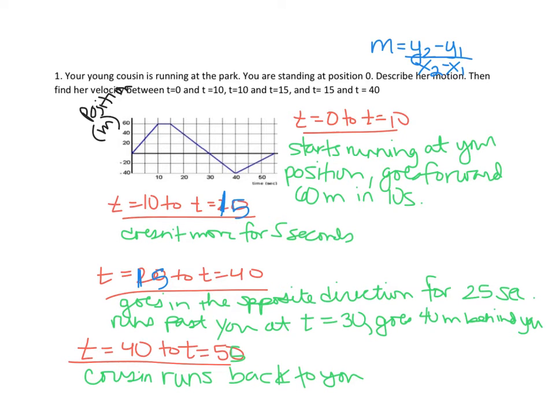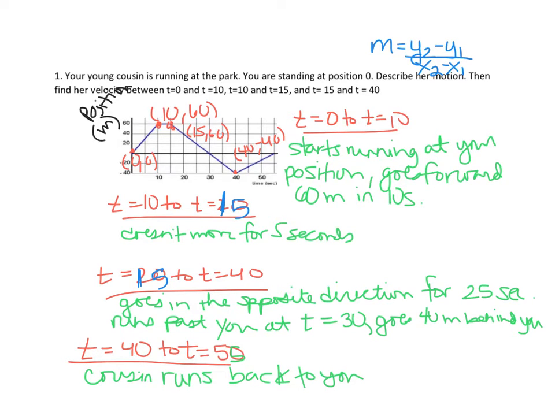In this case, we actually don't have x and y, we have position and time. So you're going to have to look at the graph and figure out what the points are. In this first part, I start at (0, 0). My next point is at (10, 60). You can just work it out like that. I also have another point right here at (15, 60). And then I have a point at (40, -40). So I can use those to help me find the slope of the line.